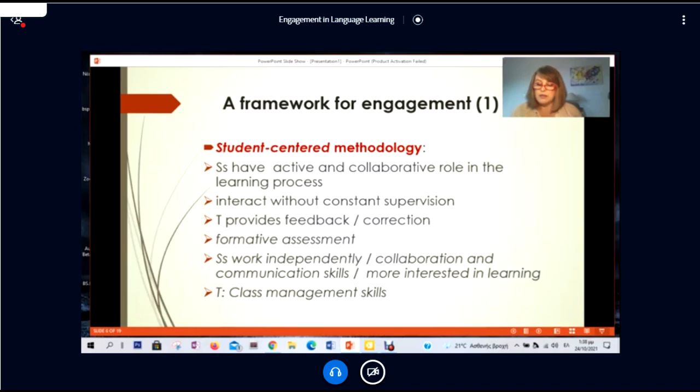Learning to work independently and participating actively in their own education, the students develop collaboration and communication skills and tend to be more interested in learning. Class management skills are important as well, so that boundaries are set from the beginning of the school year.